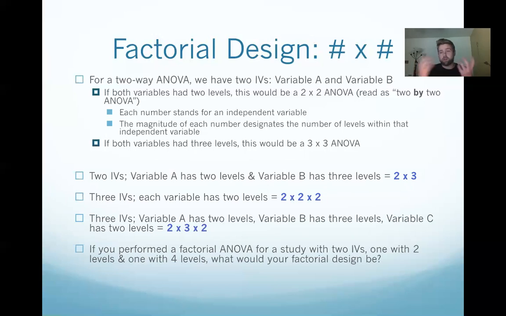So this is a question I would have asked you in class. Obviously, we're not in class, so I'll just go ahead and answer it. If you performed a factorial ANOVA for a study with two independent variables, one with two levels and one with four levels, what would your factorial design be? So let's see here. It'd be a 2x4 ANOVA.